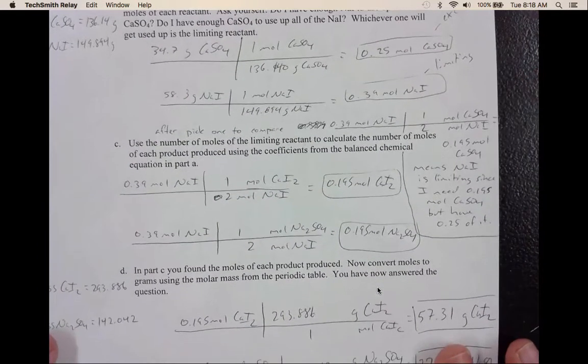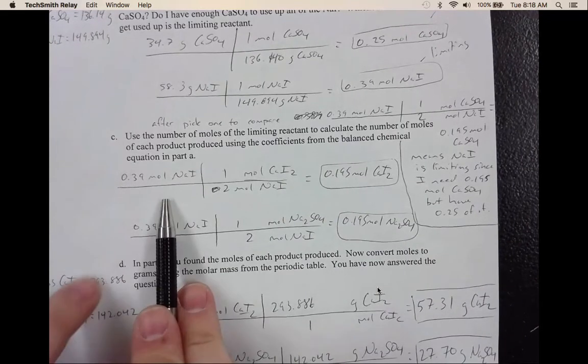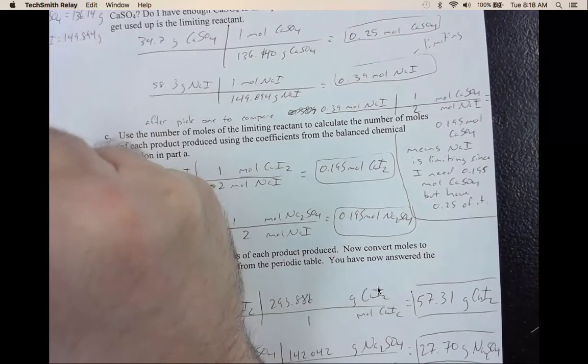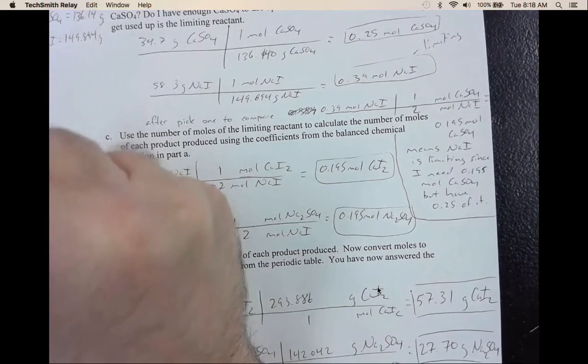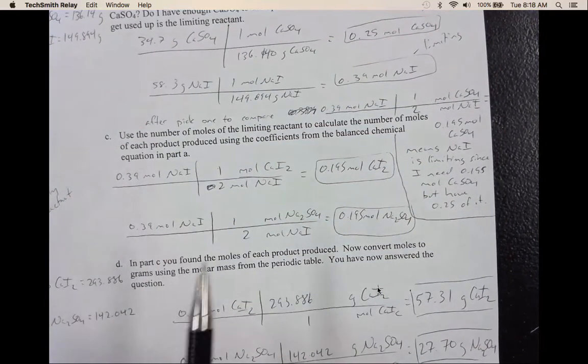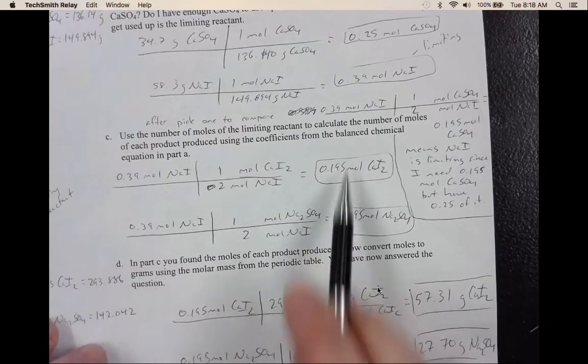Next, we are looking at C. C is asking us to find the number of moles of each product. Remember guys, it's important to use the limiting reactant. We use the limiting reactant because when the limiting reactant is over, that's when the reaction is going to stop. So we can't use the excess. If you use the excess, your moles are going to be too large.